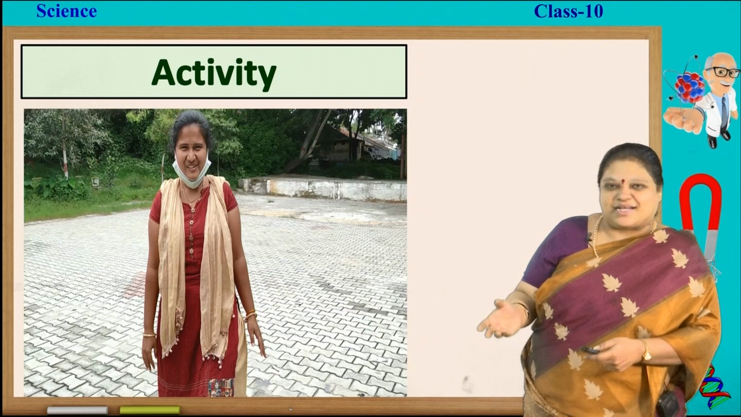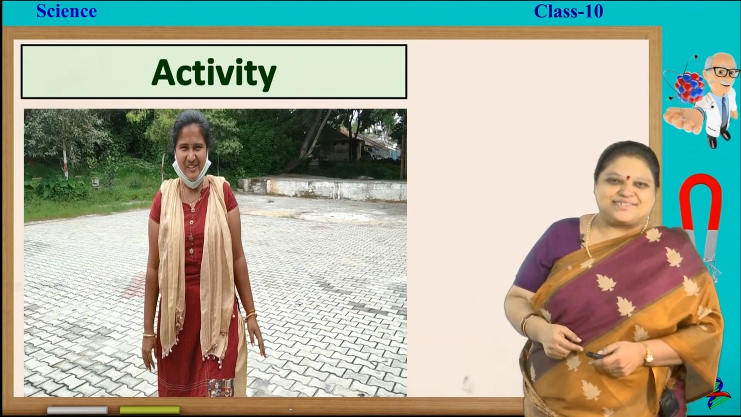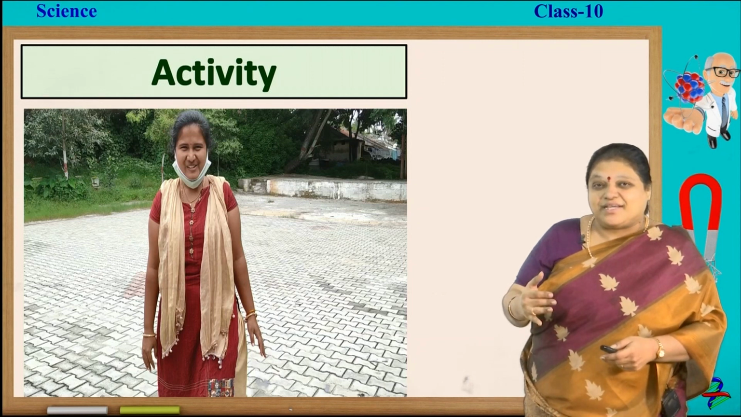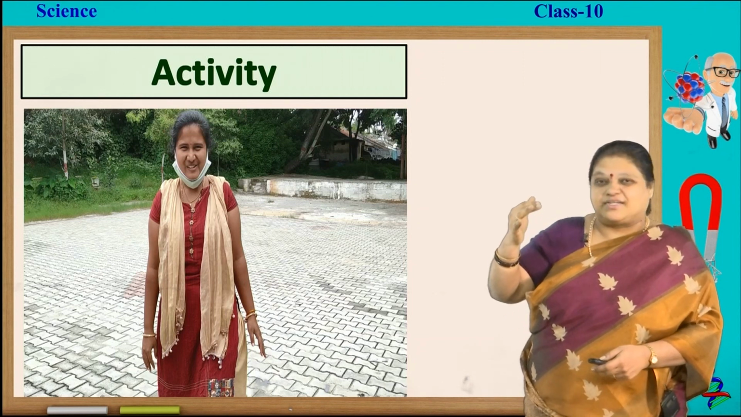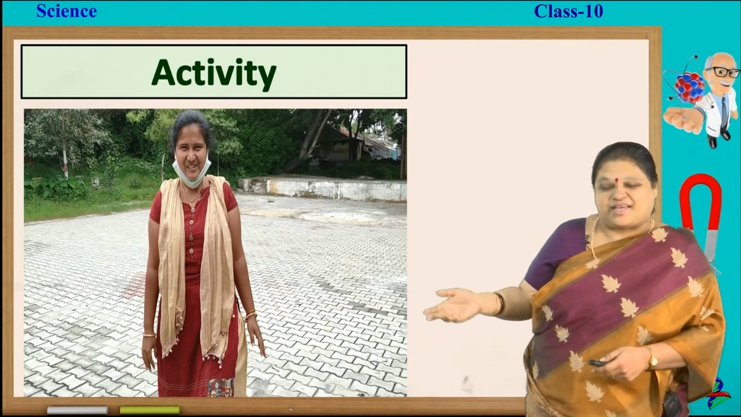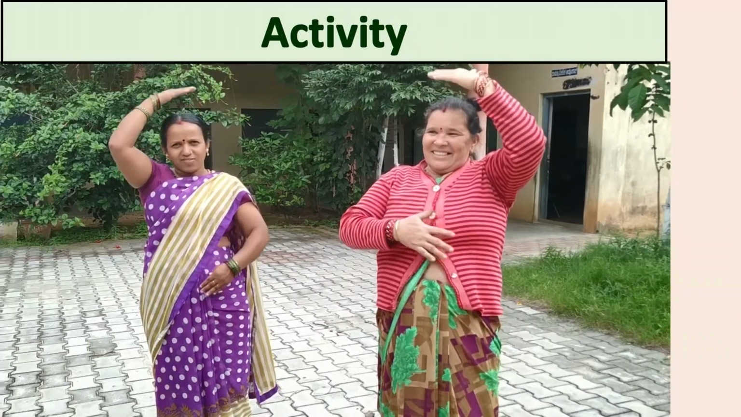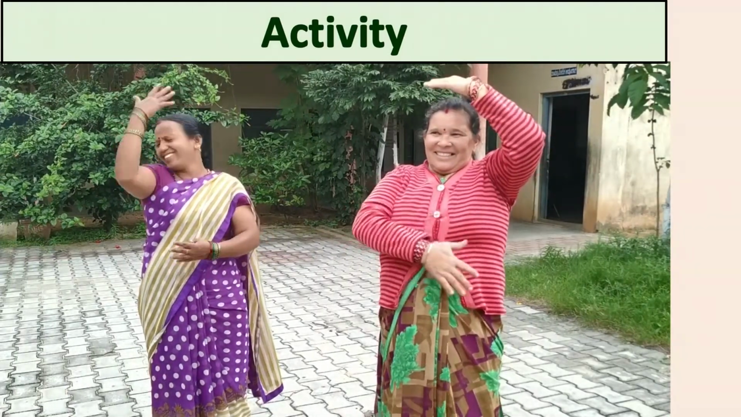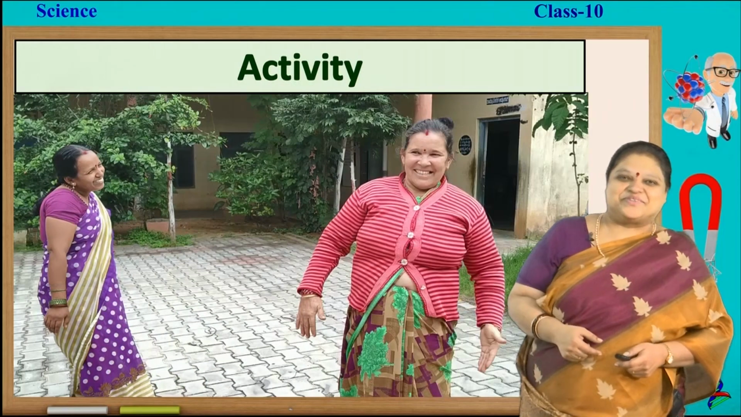Okay. Another activity will be done by staff members of our school. Let us see what they are doing. They are doing two actions with different hands, different types of actions. Let us see whether they are able to do that. See here. So one hand is going up and down on the head, another hand on the stomach, circular motion. They are not able to do that.